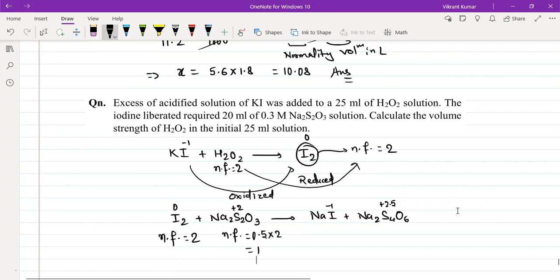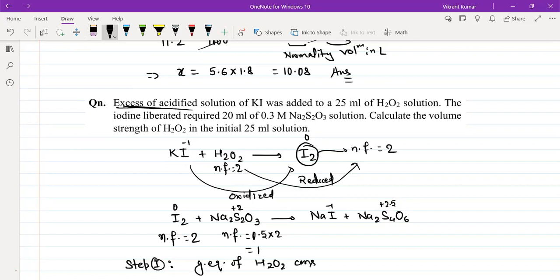If I write first step, gram equivalents of H2O2 will be same as the gram equivalents of I2 produced. ठीक है, I'll write that. एक बार को लिख लो, फिर बाद में we'll get the idea. Step 1 में we are saying gram equivalents of H2O2, वो क्यों कर रहे हैं? Because KI was in excess, है ना. उसका कुछ ना कुछ बच गया होगा, तो we are simply saying gram equivalents of H2O2 consumed is equal to gram equivalents of I2 produced.